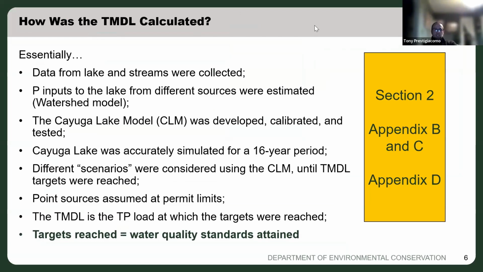And so the TMDL is calculated essentially from data sets collected from 2013. Data from the lake and the streams were collected. Phosphorus inputs to the lake from different sources were estimated via a watershed model, or directly in the case of point sources, being wastewater treatment plants or the lake source cooling facility. A Cayuga Lake model was developed specifically for the TMDL based on all of the data that had been collected in Cayuga Lake over the 1998 to 2013 period. It was developed, calibrated, and tested by the researchers at the Upstate Freshwater Institute.